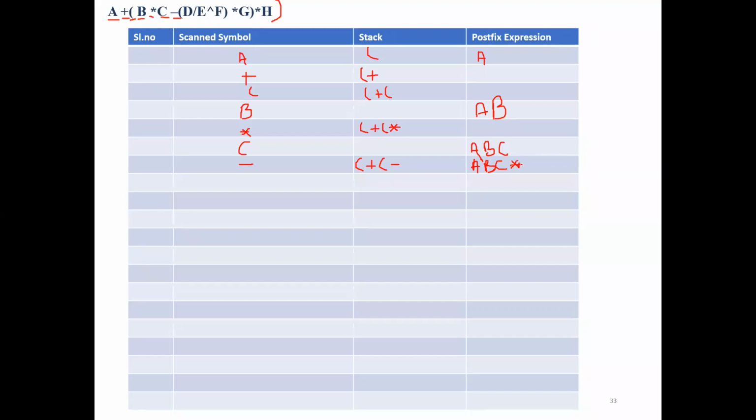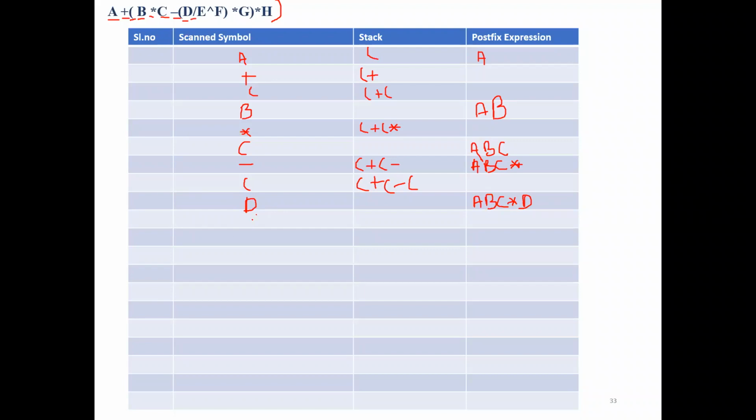Okay. Now the next symbol scanned is a left parenthesis. Left parenthesis means we need not see anything, we'll be just pushing it onto the stack. After minus, we will be putting left parenthesis. Next, now it is D. D is an operand, so we just have to write it down. So it will be like A, B, C, asterisk, then D, right?